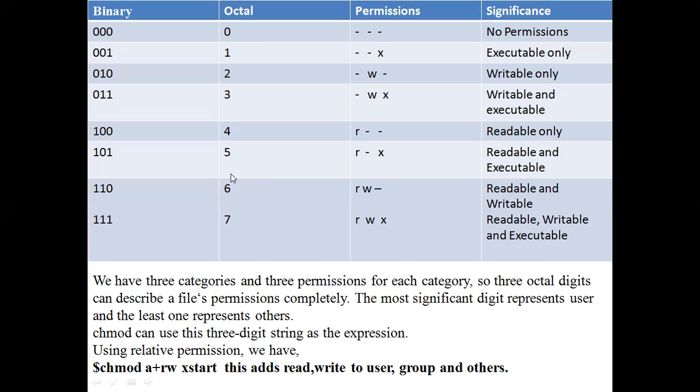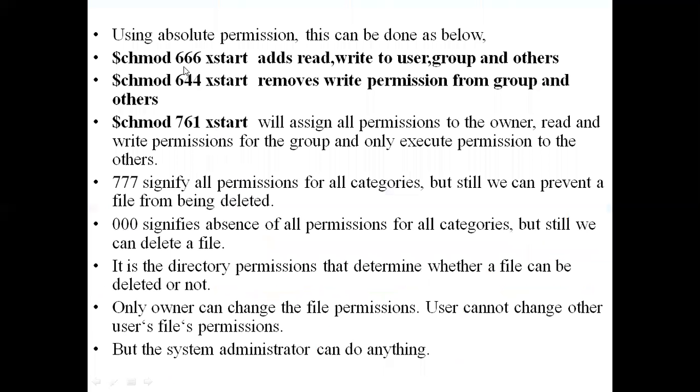You can see here 6 is the octal digit. So that's why when I write chmod 666, all 3 categories get 6. The first 6 is for owner, the second one is for group, and the last one is for others. So that means we will be giving read and write permission for all the 3 categories of users for this particular file exstart.